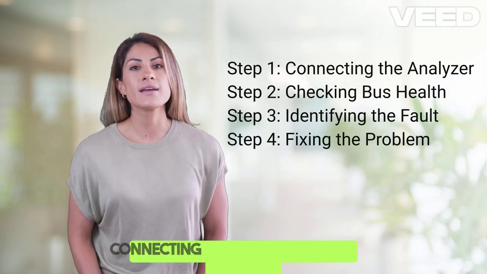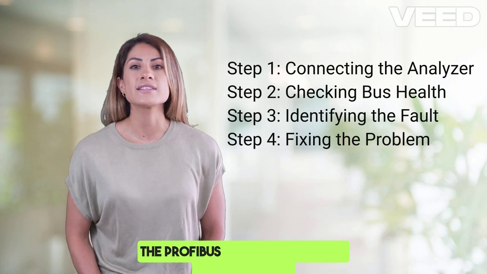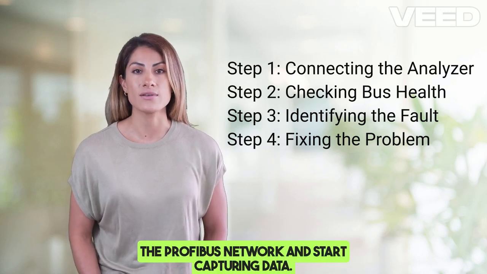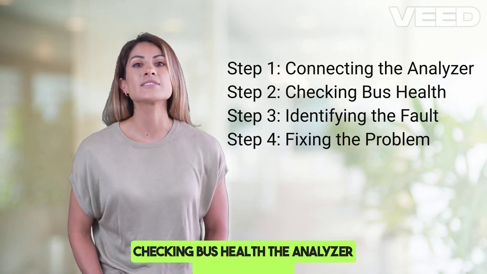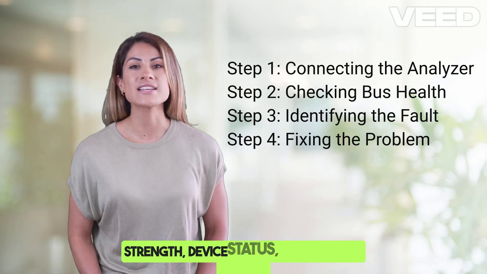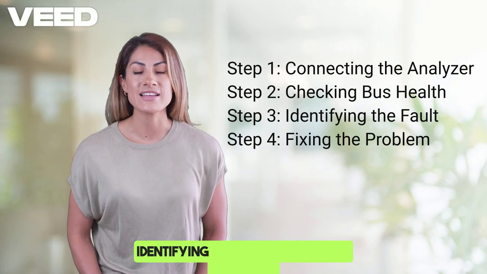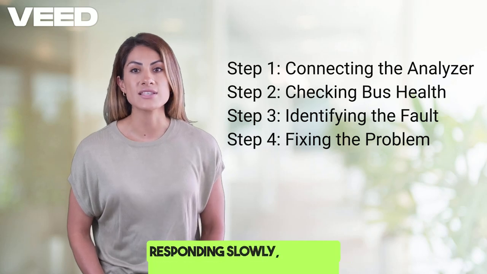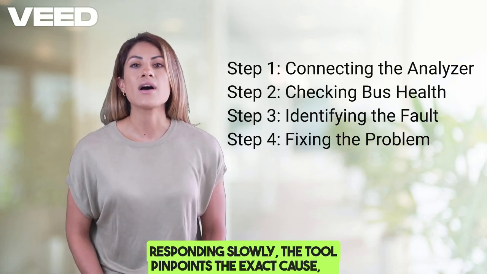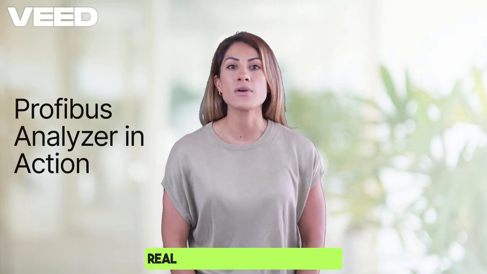Step 1. Connecting the analyzer. Plug the device into the Profibus network and start capturing data. Step 2. Checking bus health. The analyzer reports signal strength, device status, and telegram errors. Step 3. Identifying the fault. If a device is failing or responding slowly, the tool pinpoints the exact cause, be it a bad cable, incorrect termination, or power issue.